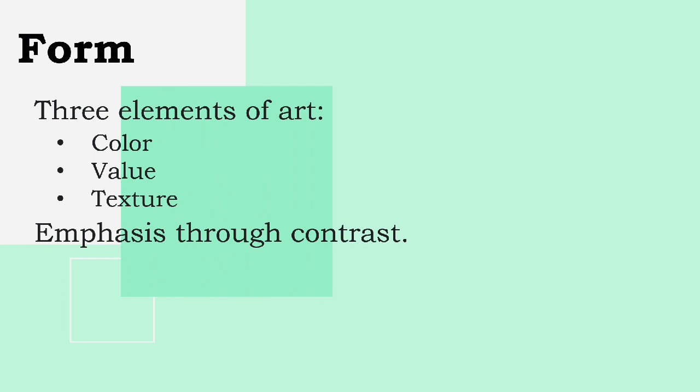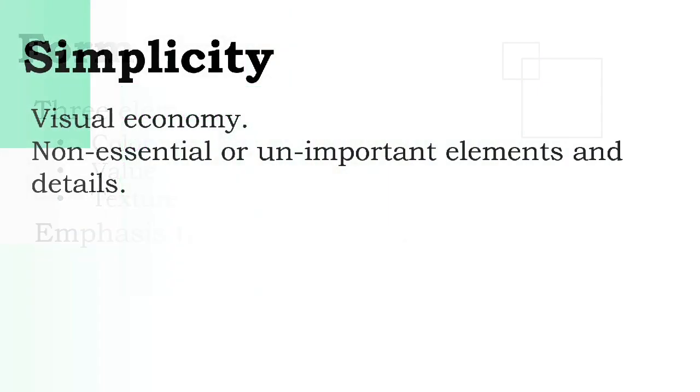Emphasis on form has three elements of art, which are color, value, and texture, that are useful in creating emphasis through contrast. Using texture in only one spot or placing a light object in an otherwise dark environment will attract the attention of the viewer.